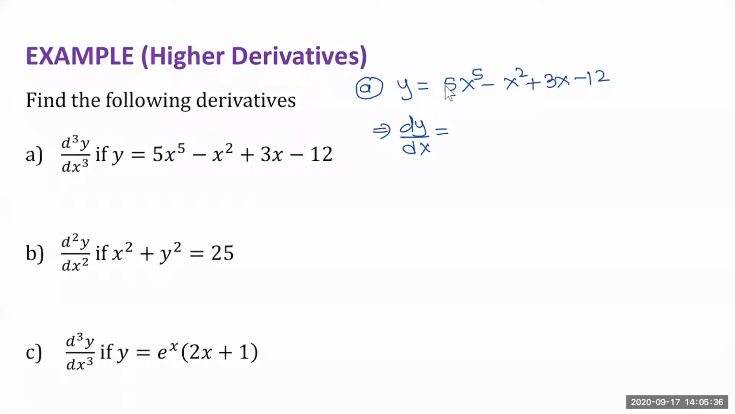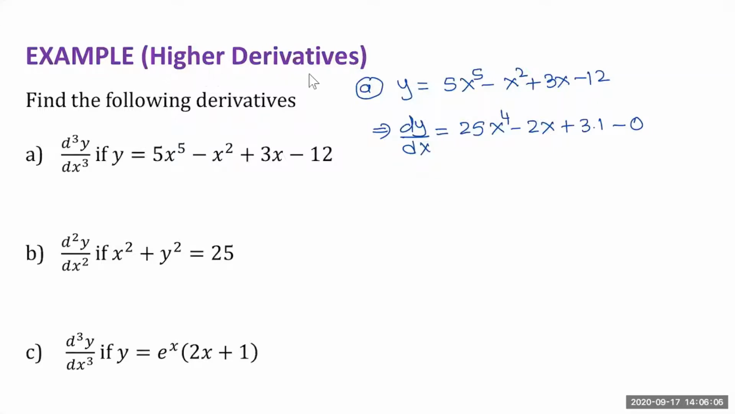So 5 times 5, 25. You reduce the power by 1. Then minus, if you want to find the derivative of x squared, you'll bring that 2 down and reduce the power by 1. And for this one, 3 is a constant multiple. So 3 and the derivative of x is 1. Then minus, the derivative of that constant is 0. So that's my first derivative. dy over dx is the first derivative.